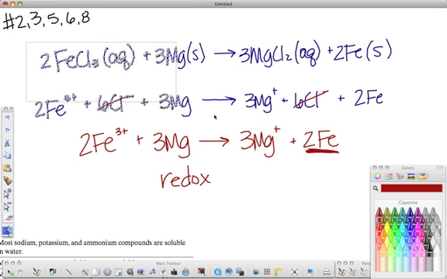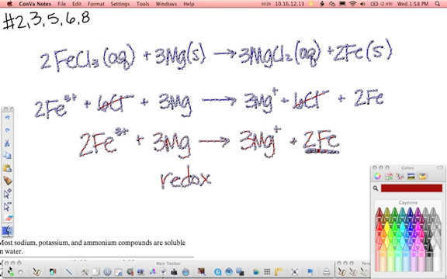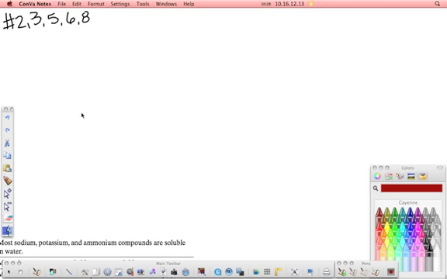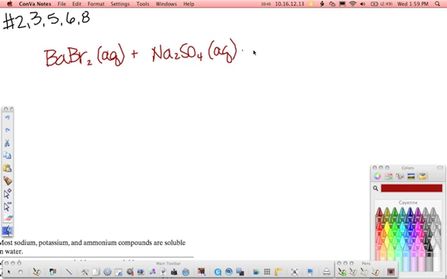All right, last example that I'm going to do is number 8. So number 8 says BaBr2, which I tell you is aqueous, plus sodium sulfate, which I also tell you is aqueous, and that's all I told you. So it was up to you to predict the products. But of course this is a double replacement reaction, so it's pretty easy. Just swap the cations. And you're going to get sodium bonding to bromine. Since sodium's a +1, bromine's a -1, that formula is just NaBr. We'll have to figure out what state it's in.